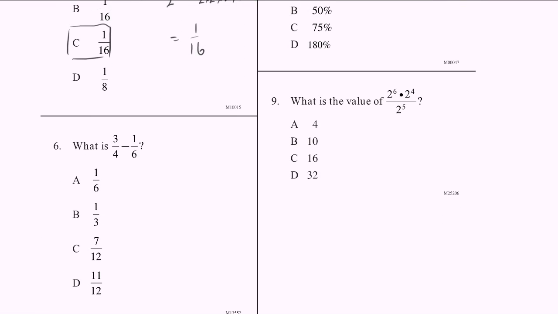Problem 6. What is 3/4 minus 1/6? So whenever you add or subtract fractions, you have to find a common denominator. A good common denominator is the least common multiple of these two, or the smallest number that both of these denominators go into. So the smallest number that both of these denominators go into is, well, it's 12, right? 4 goes into 12 3 times, and 6 goes into 12 2 times. So let's rewrite these fractions with 12 as a denominator. So something over 12 minus something over 12.